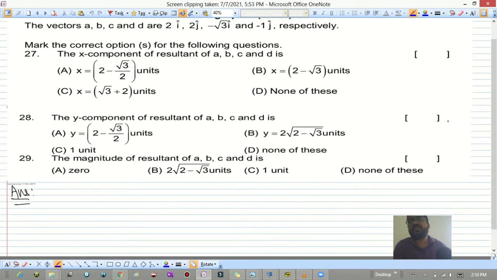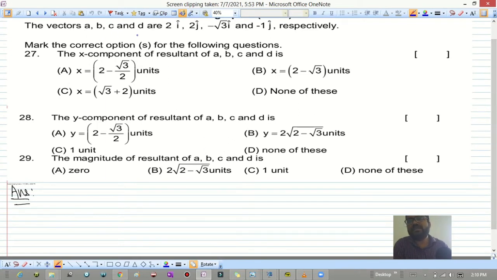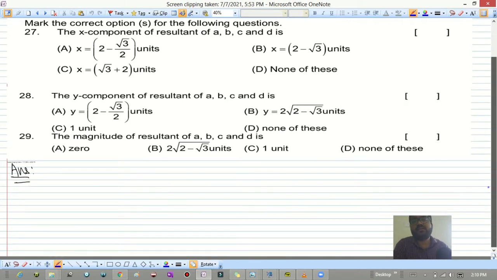Likewise, next we have the vectors a, b, c and d, which are 2 i hat, 2 j hat, minus root 3 i hat, minus 1 j hat respectively. Mark a correct statement given in the following questions. The x component of resultant of a, b, c and d is asked. Firstly, calculate the resultant.